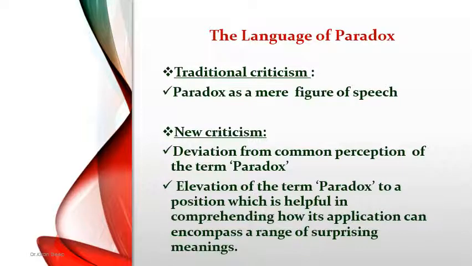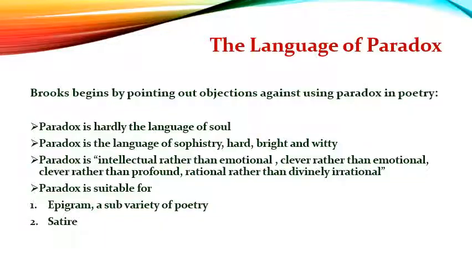Means, new criticism does not look at paradox as a mere figure of speech. What have they done? The new critics have elevated the term paradox to a position which is helpful in comprehending and explaining how its explication can encompass a range of surprising meanings in a particular text. And in his essay, Brooks is aware of the objections, or the disapproval, by the traditional criticism of using paradox in poetry. And he begins by pointing out these objections in this very essay.